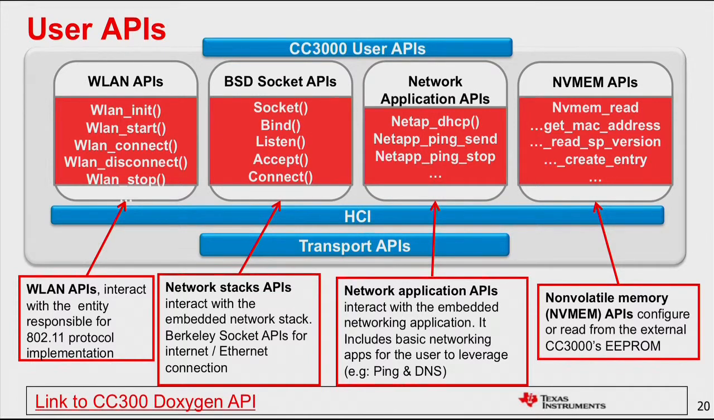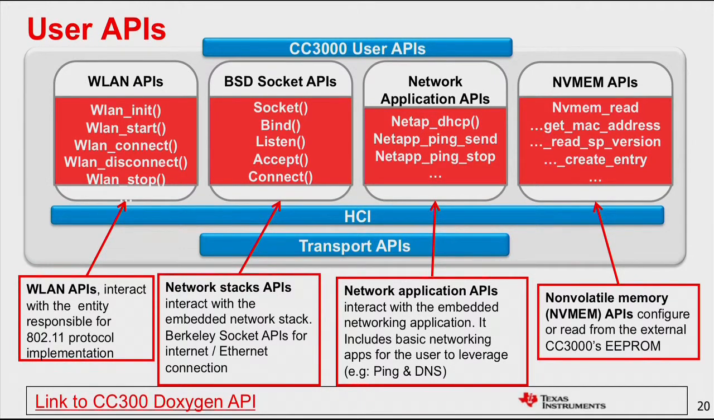The next one is really what you're using from the application level, your BSD socket APIs. How are you interacting and doing things within the system itself? If you've worked with standard BSD socket APIs, it's very easy to use with CC3000 because it's using those standard socket APIs. There's also some network application APIs.